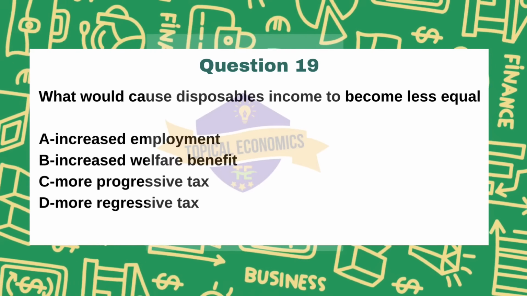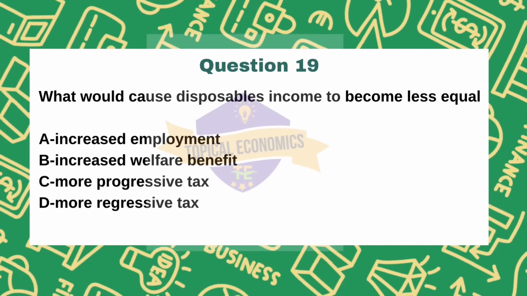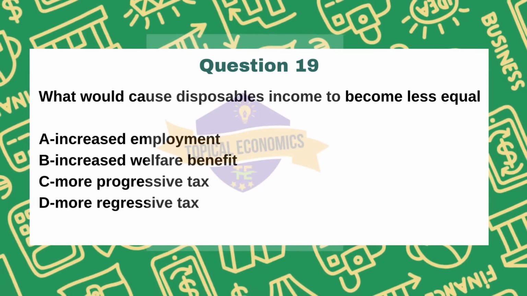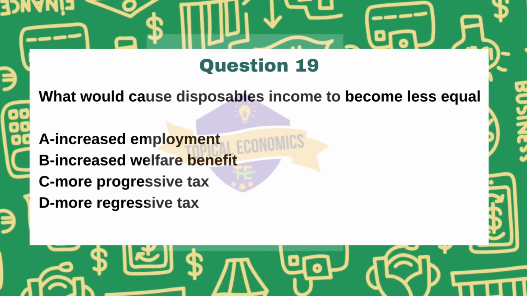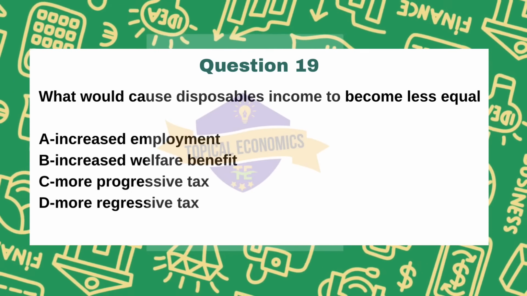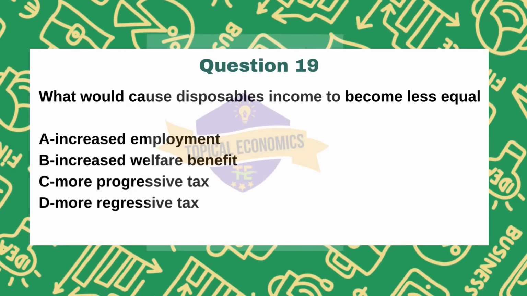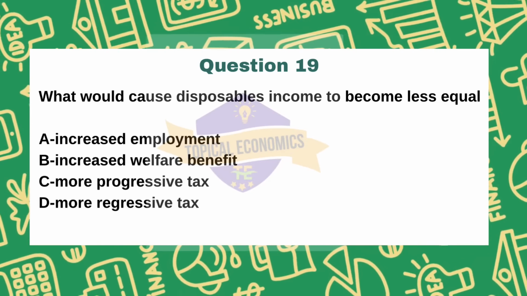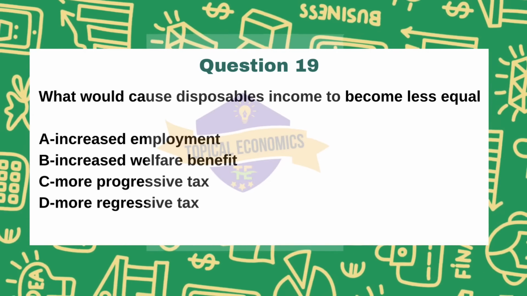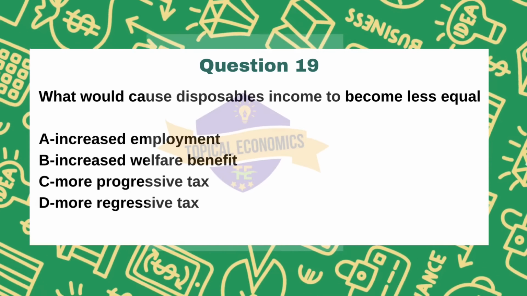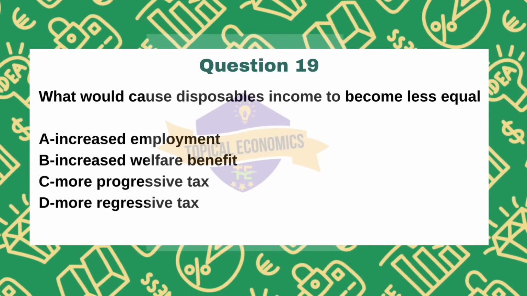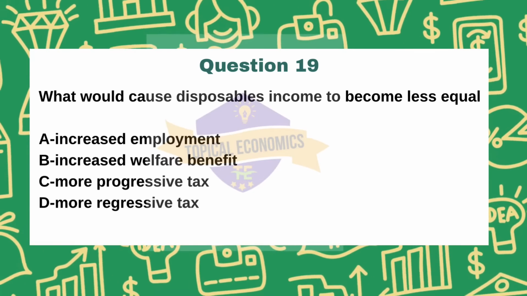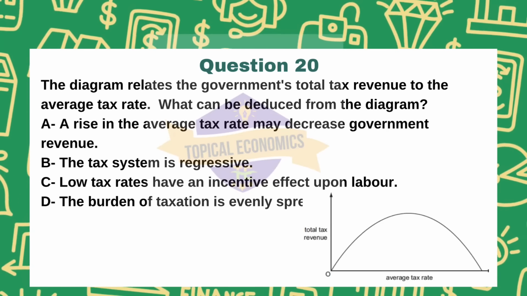Analyzing the other options. Option A. Increased employment. Generally, increased employment can lead to more people earning wages and reducing income inequality as more individuals have income. Option B. Increased welfare benefit would help to make disposable income more equal, as welfare benefits provide financial support to lower-income individuals. And option C. More progressive tax. A progressive tax system takes a larger percentage from higher-income earners and helps reduce income inequality by redistributing income. Moving to question number 20.